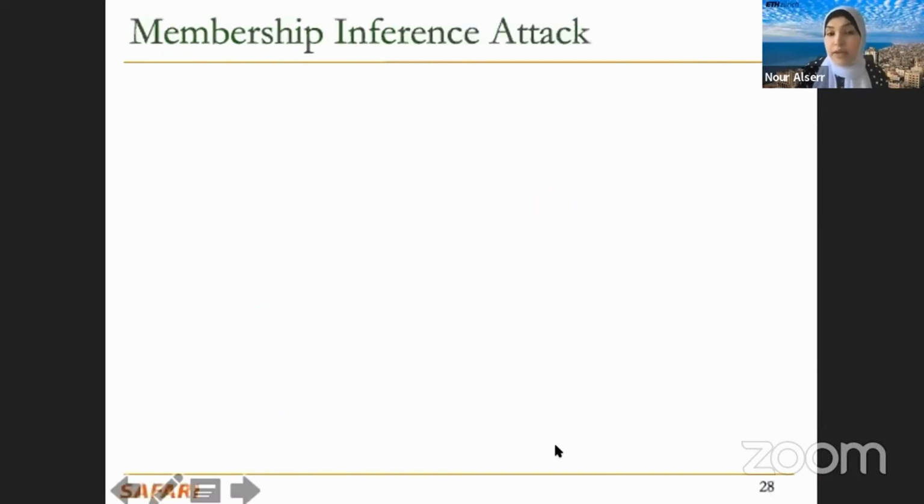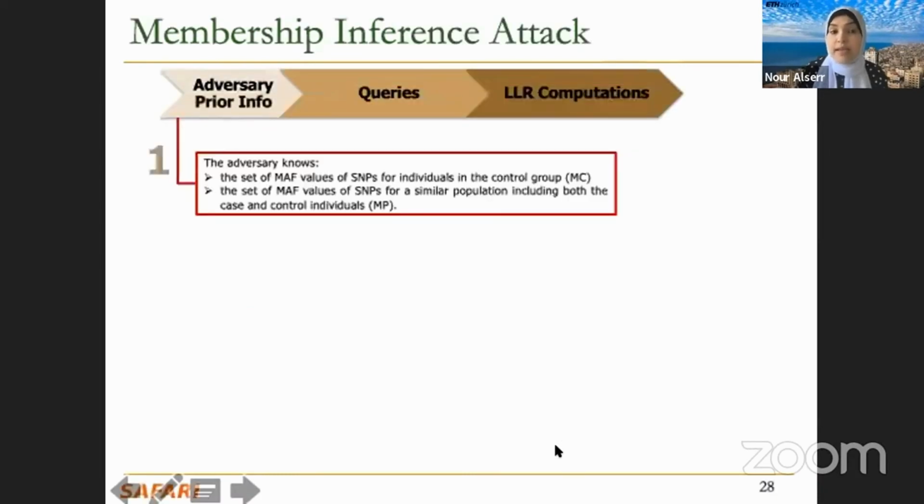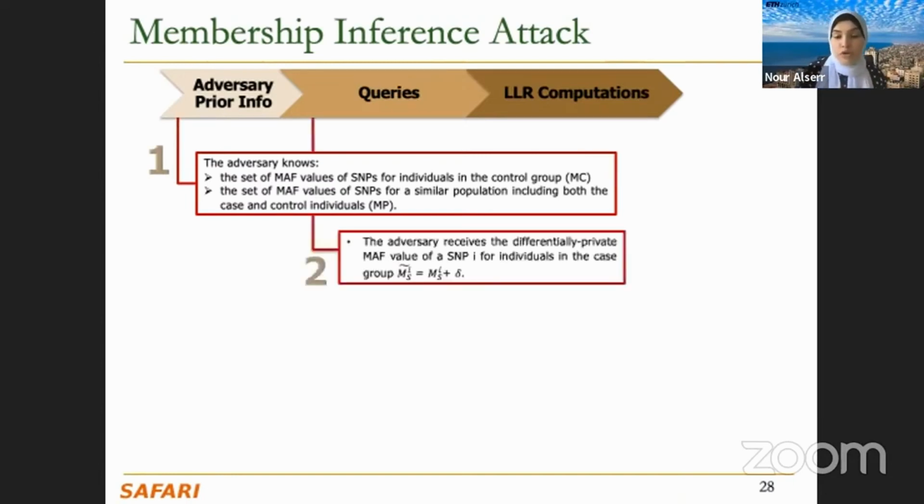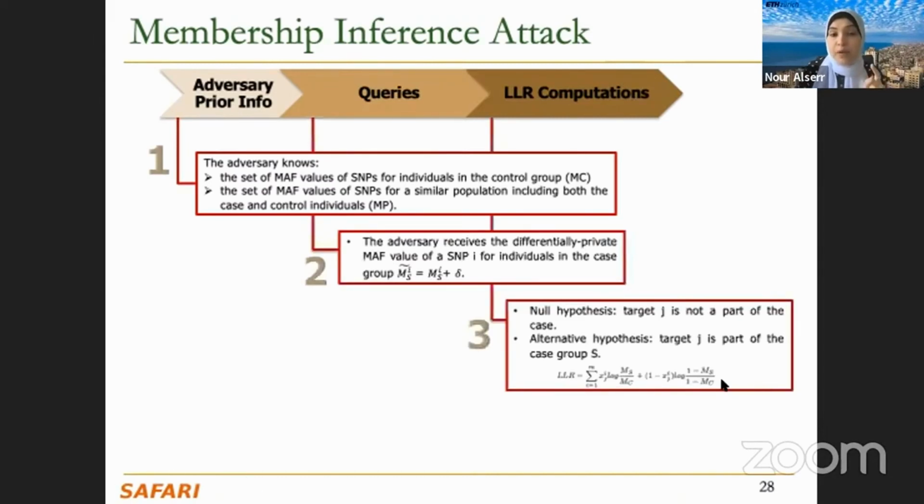Now, how can we do it in more detail? Again, the adversary here could know the MAF for the control. It can be released with the dataset. Also, he could know the MAF for the whole population, the whole city here or so. He will query the MAF for the dataset, including both cases and controls, right? Because he knows the controls, he can apply the log likelihood ratio.